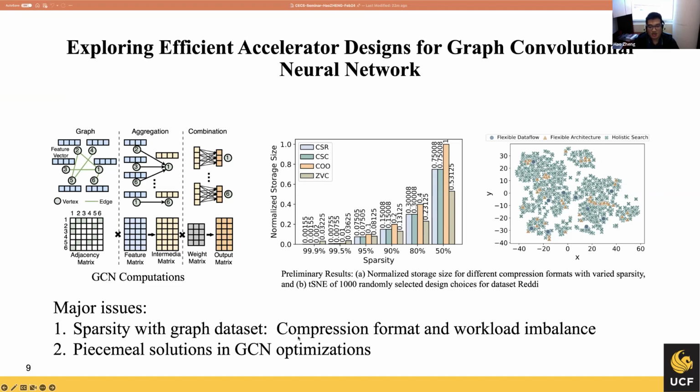And the second one is the compression format always comes with some latency overheads because we have to reconstruct the matrix when performing the matrix-matrix multiplication. And how do we efficiently overlap those latencies at the hardware level?